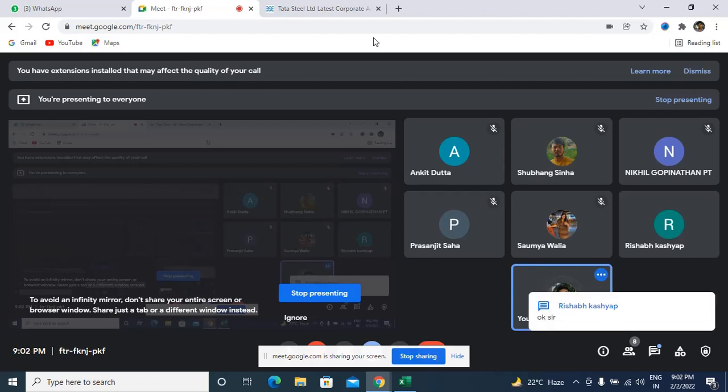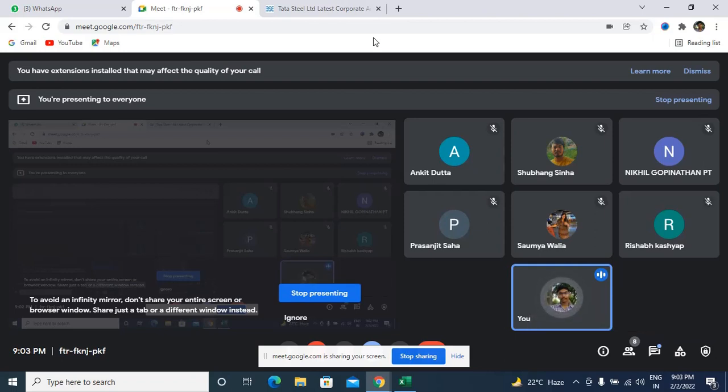Okay, Rishabh. So, Nikhil, did you finish your work? What I assigned you last day? Sir, same JSW. Okay, you do it. Ankit done. Okay, so Soumya and Prasanjit can stay. Rest of you can leave. Sir, for Tata Steel, do I have to do the shareholding pattern or volume? Only volume.